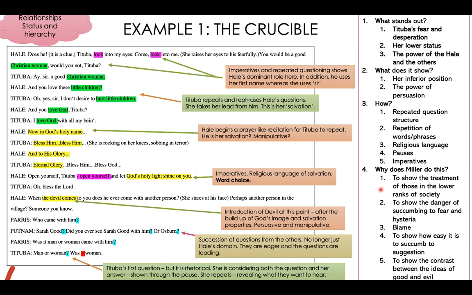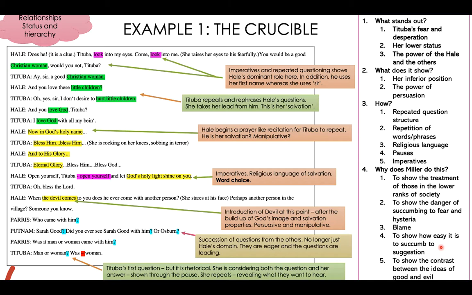So he wants to show you the treatment of those in the lower ranks of society. He wants to show you the danger of succumbing to fear and hysteria, which is what happens here. You see the tension rising and building. He wants to show you how blame manifests itself, trying to show how easy it is to succumb to suggestion, which is what happens to Tituba towards the end of this extract, and also to show the contrast between these ideas of good and evil.